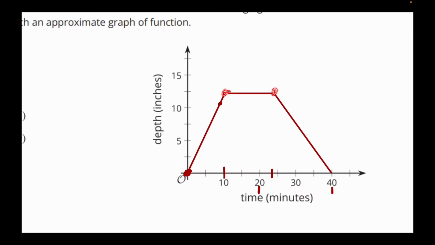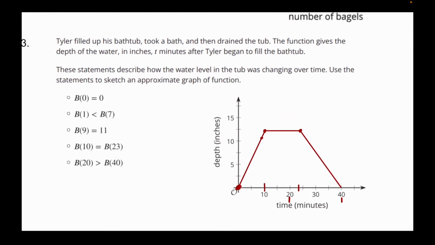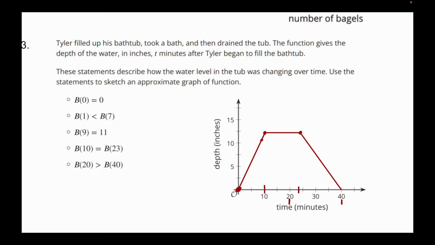10 and 23 is constant. I have my one specific point, and I know it's increasing here from 1 minute to 7 minutes. So all of those pieces are satisfied. So this would work as an approximate graph of the function: filling up the tub, taking a bath, and then emptying the tub.